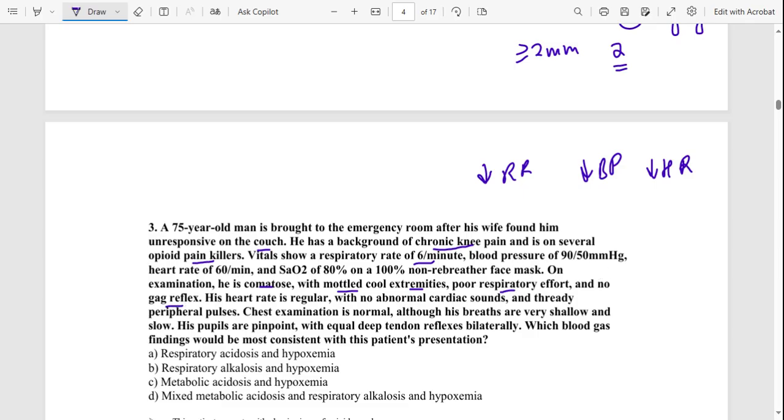His heart rate is regular with no abnormal cardiac sound and 3+ peripheral pulses. Chest examination is normal, although his breaths are very shallow and slow. His pupils are pinpoint with equal deep tendon reflexes bilaterally. Which blood gas findings would be most consistent with the patient's presentation? Respiratory acidosis and hypoxemia, respiratory alkalosis and hypoxemia, metabolic acidosis and hypoxemia, mixed metabolic acidosis and respiratory alkalosis and hypoxemia. Any thought on this one?